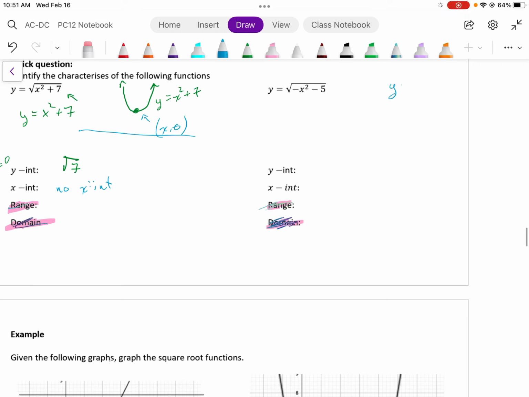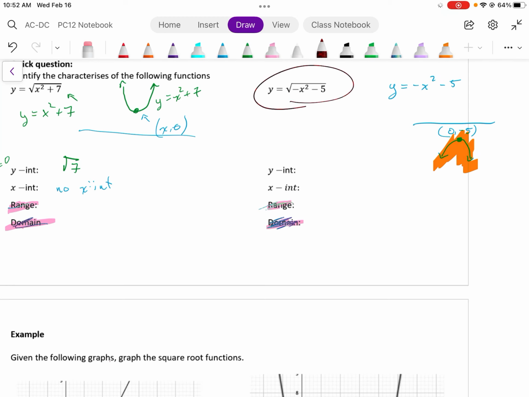Now this function here. So I'm going to graph y is equal to negative x squared minus 5. When I quickly sketch this out, what I noticed is that this is a downward opening parabola with vertex (0, negative 5). When I take the square root, what do we notice? We notice that the y values are all negative. Well, what about the square root function of that? Well, you can't take the square root of negative y values, so the function just simply does not exist.